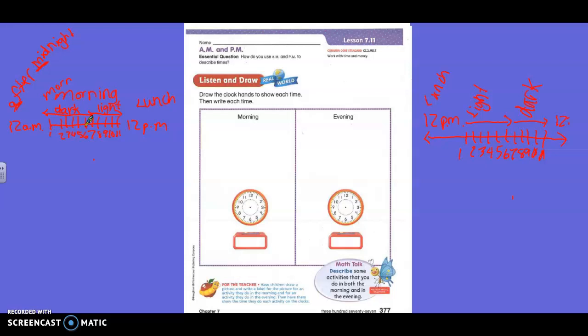When we get back from lunch and go out to recess at 12 o'clock p.m., that's when it hits afternoon. So when we go out to recess today, you're going to remind me and say, yay, it's p.m. now. Because right now we're in the a.m. It'll be p.m. right when we go to recess.